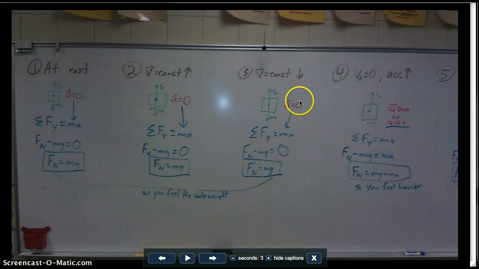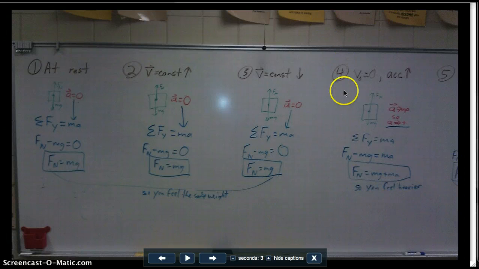So situation 3 is exactly the same thing except for a downward velocity. Acceleration is 0, we have normal force minus the weight equals 0, so normal force equals weight. In all 3 of these scenarios, you feel exactly the same weight. You feel like you normally would feel as you're walking around. Your apparent weight is equal to your actual weight.